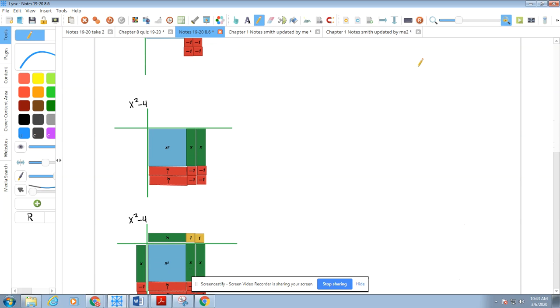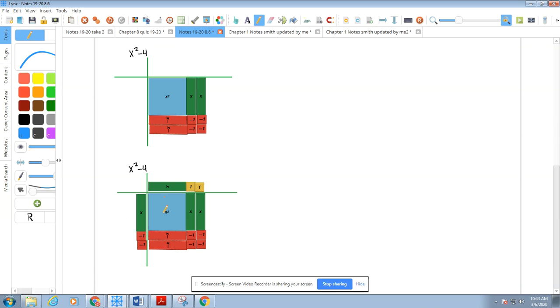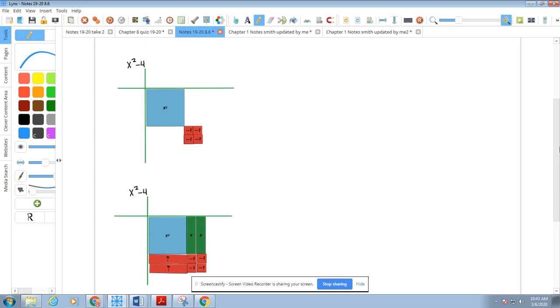So then ultimately, what it looks like is this. And when I factor it out, I get x minus 2 times x plus 2. And it makes a square. Okay, so that's what it looks like with algebra tiles.